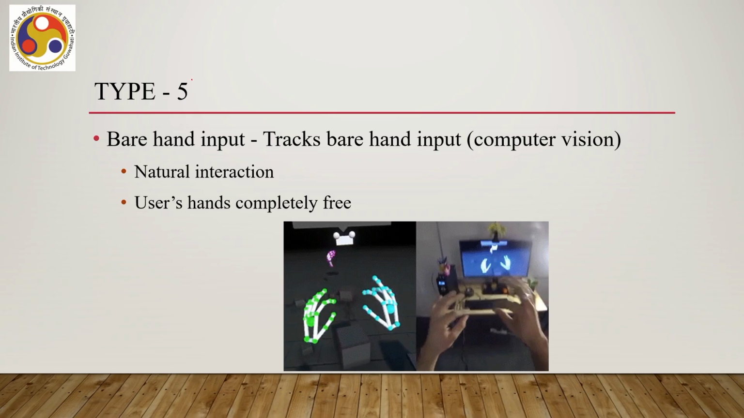Then the last category, the fifth category, is the bare hand input. So, here the system tracks the bare hand using computer vision techniques. These are the most natural interaction. The user does not need to wear anything or use any external device; they can simply provide gestures using the bare hand, and there are computer vision algorithms embedded into the system which can detect those gestures and accordingly translate them to commands in the virtual environment. So, the user's hands remain completely free.